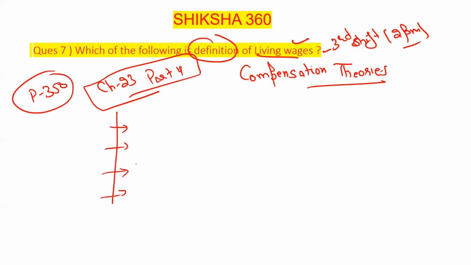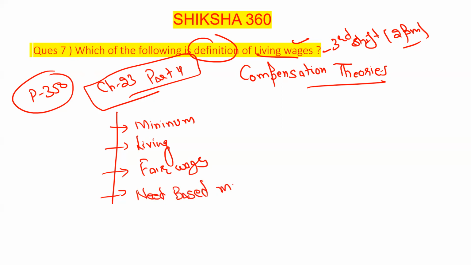First one is the minimum wage. Second one is the living wage. Third one is the fair wages. And 4th one is the need-based minimum wages.